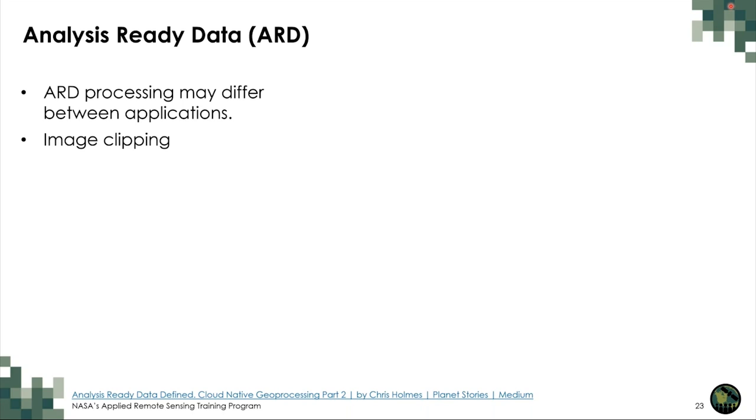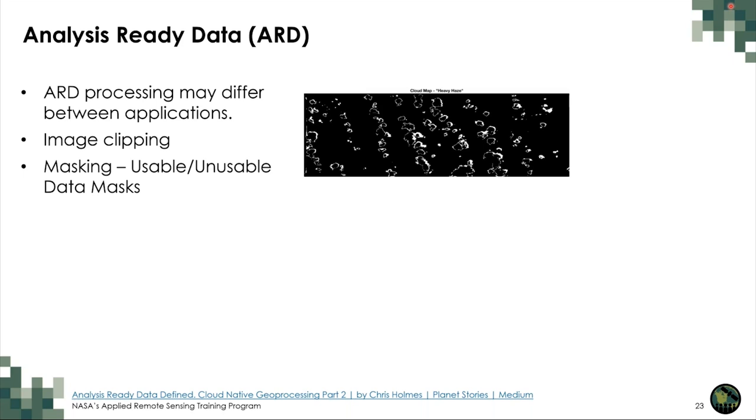The first thing and the most important thing is, of course, image clipping. We have to get a data cube of the same area. This is very important because we are observing time series for a certain area. But we have to do also masking.